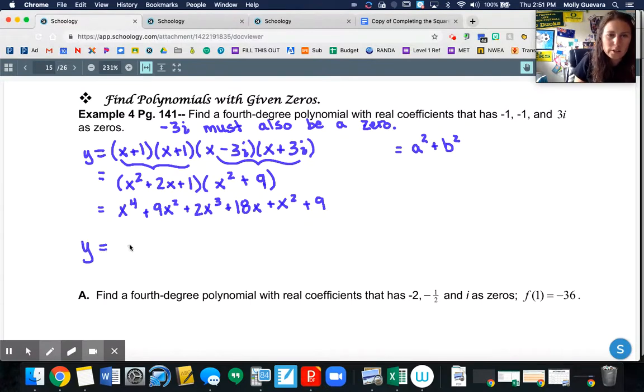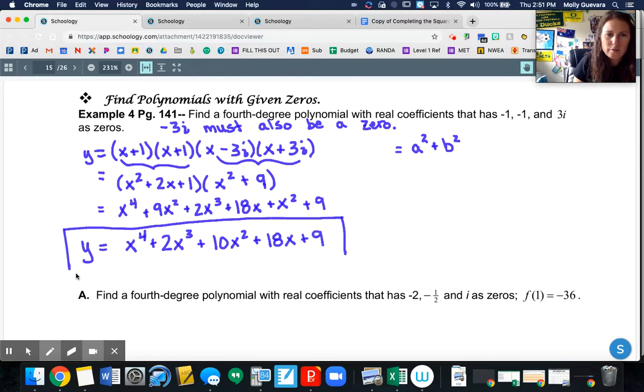it in the correct order, x to the 4th plus 2x cubed plus 9x. Oh, just kidding. There's like terms to combine. The x squareds, plus 10x squared plus 18x plus 9. And that is a polynomial of the 4th degree that has -1, -1, 3i, and -3i as its zeros.